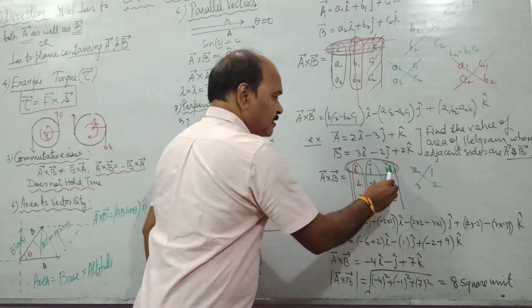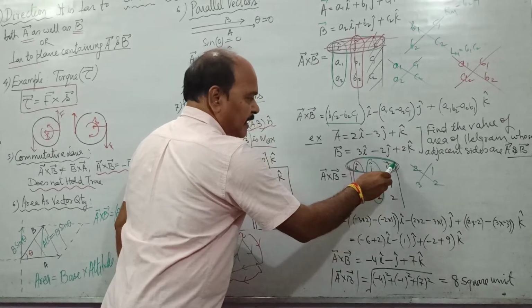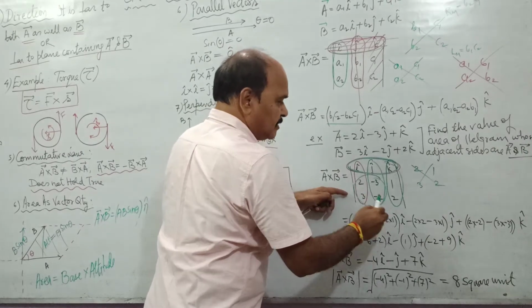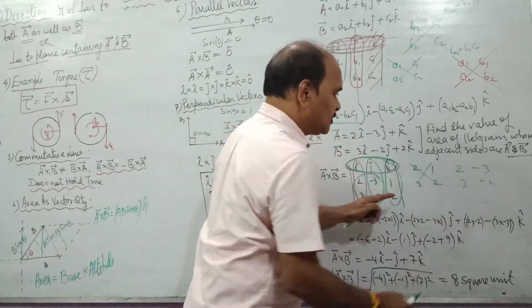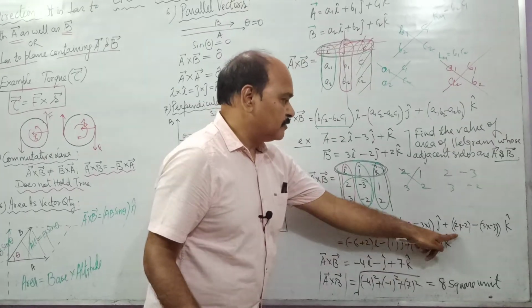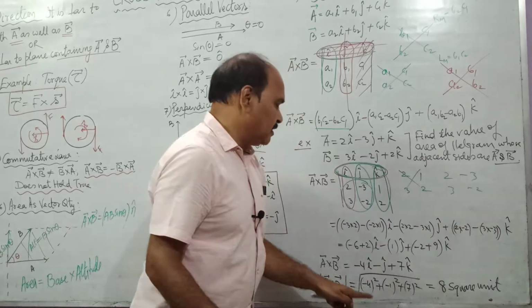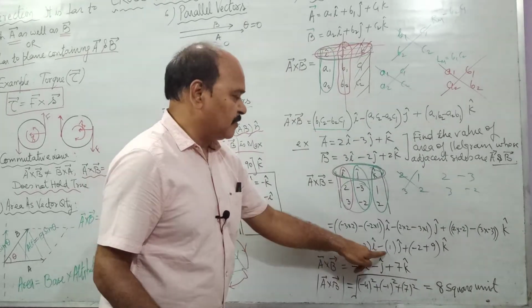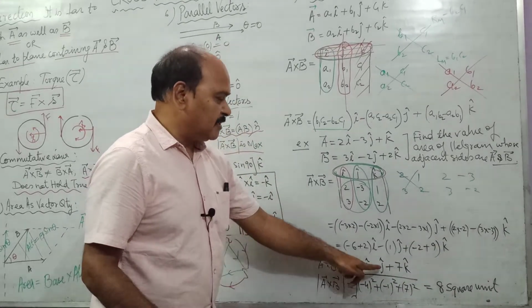And for K, we hide the row K belongs to and the column K belongs to. What are we left with? 2, minus 3, 3 and minus 2. So what is this? 2 into minus 2 minus minus 3 into 3. What do we get? Minus 4i, this is minus 6 plus 2. This is minus j, this is minus 2 plus 9, 7k. Minus 4i minus j plus 7k.